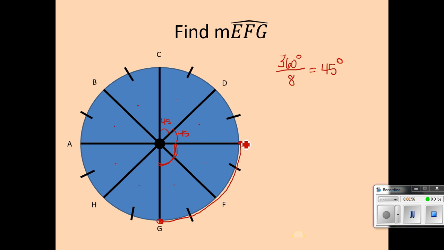So if I want to go from E to F to G, that arc would be 45 degrees and 45 degrees, which actually is going to turn this into a right angle. So the measure of arc EFG is actually 90 degrees, okay? Because we take 360 divided by the congruent parts and then take each part and add it to itself.